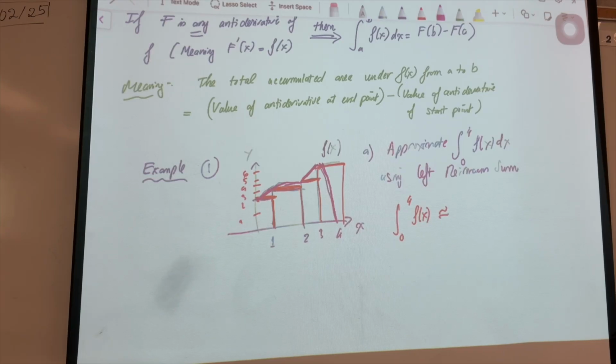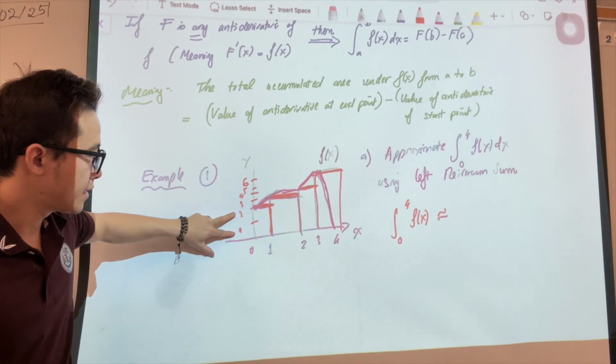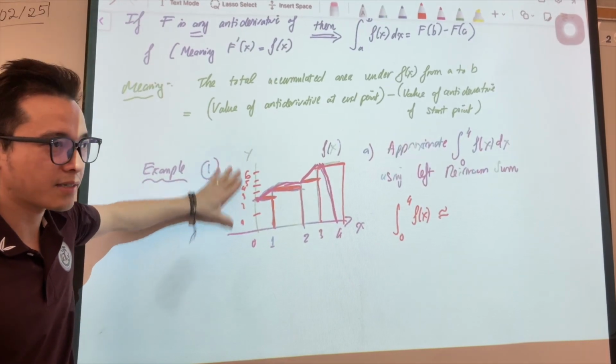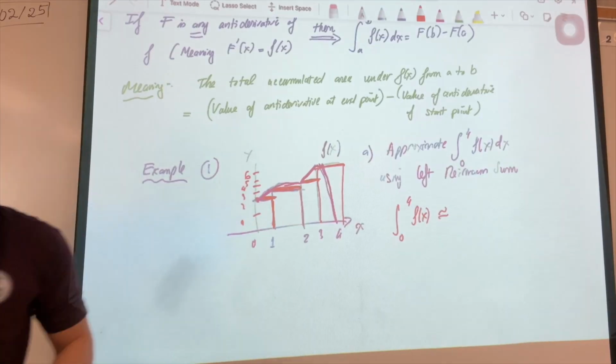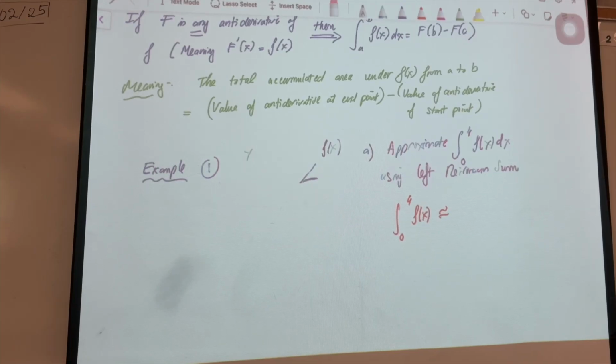Okay, let's just find the area. The area from 0 to 1 is how many? I put a number for you already. From 0 to 1, what is the area for this? Same picture, but I'm gonna make it easier for you to see. Okay, like this.